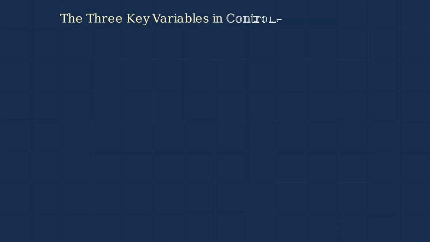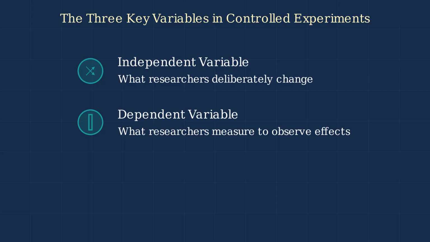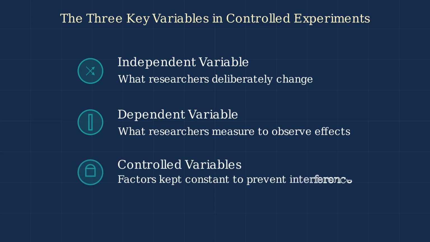In controlled experiments, there are three key types of variables. First, the independent variable is what researchers deliberately change in the experiment. The dependent variable is what researchers measure to observe the effects of changing the independent variable. Controlled variables are all other factors that are kept constant to prevent interference with the results.